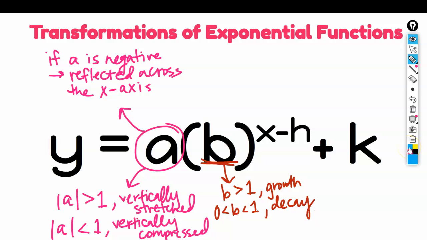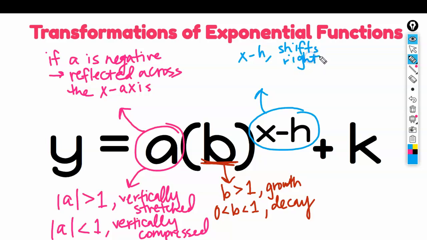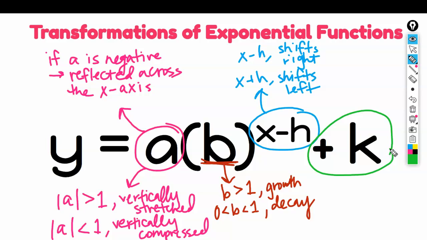Now, h is in a different spot. Instead of just being inside of parentheses, we see that h is with x in the exponent. So recall that when we see x minus h, that means that our graph shifts to the right. If we see x plus h, then it would shift to the left. And finally, we have k. So if k is positive, then that would shift our graph up. If k was negative, that would shift our graph down.